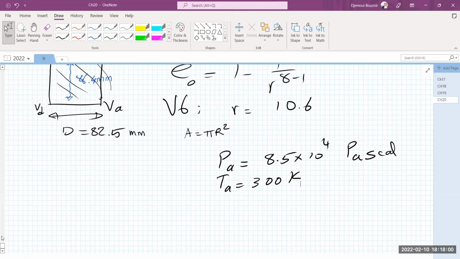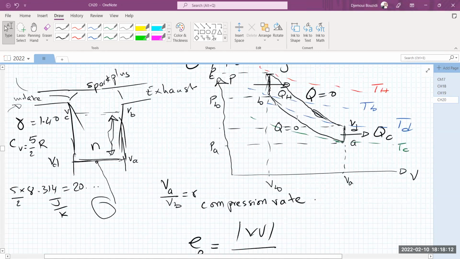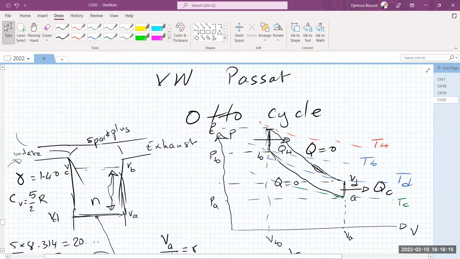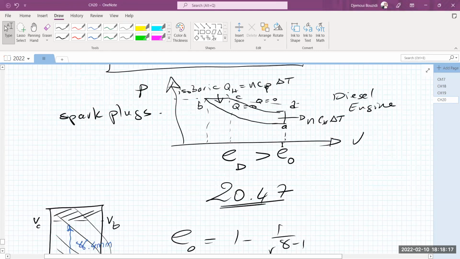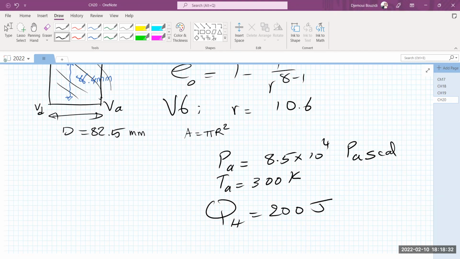Assume that 200 joules of heat is added to each cylinder in each cycle by the burning of gasoline. And that has, so added meaning QH. During this stage, that's what is added. So we added QH, 200 joules, okay? That's not the exhaust, that's the added heat, added to each cylinder during each cycle by the burning gasoline.